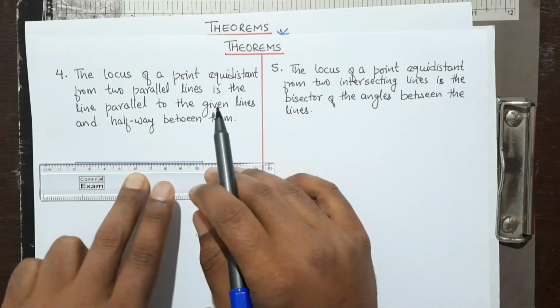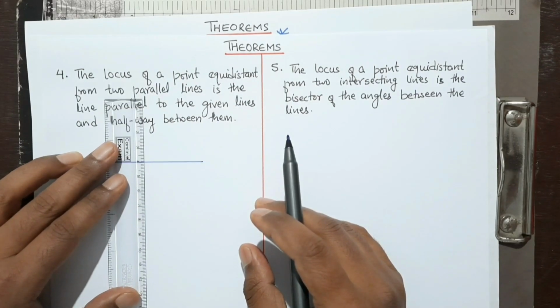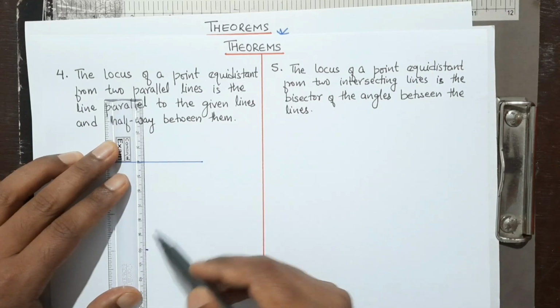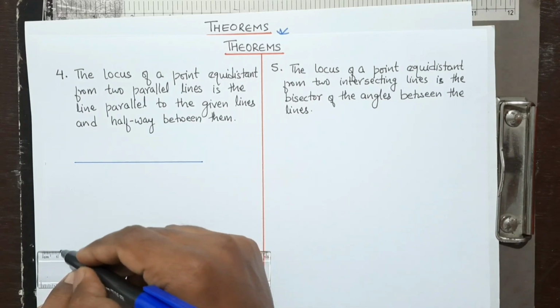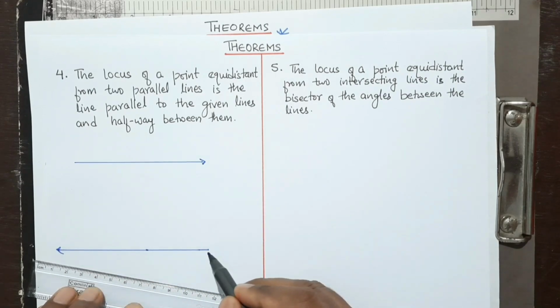So this is one line. I'll draw another line at a distance of 6 centimeter apart. So this is another line. These are our given lines which are parallel to each other. So this is line L and this is line M.